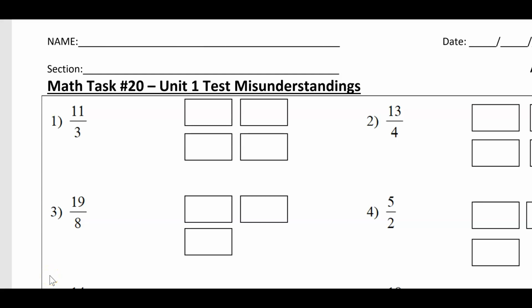Welcome to Math Test number 20, Unit 1 Test Misunderstandings. We're going to go over some things we struggle with in our Unit 1 tests. So first, improper to mixed, mixed to improper. We've got to get this down. We just need to practice a couple times.